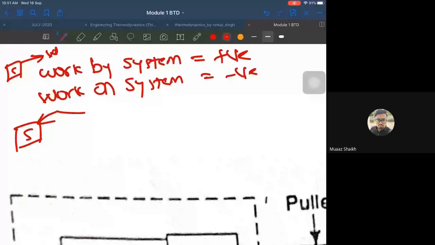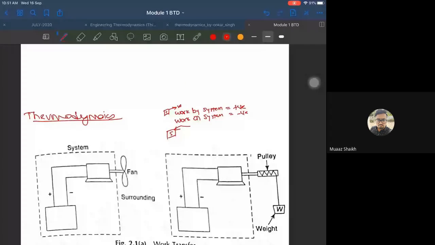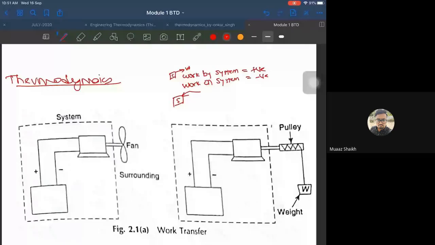The thermodynamic definition of work says, suppose there is an explanation also for this. Suppose there is a fan which is powered by a motor, and the motor is charged by a battery like this. This particular thing is the battery here. What happens when I supply the power is that the motor starts rotating and the fan starts rotating.